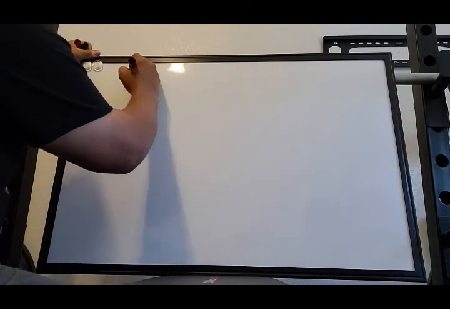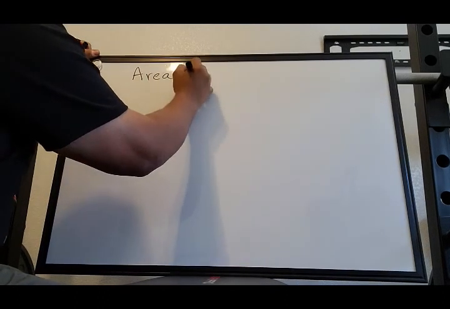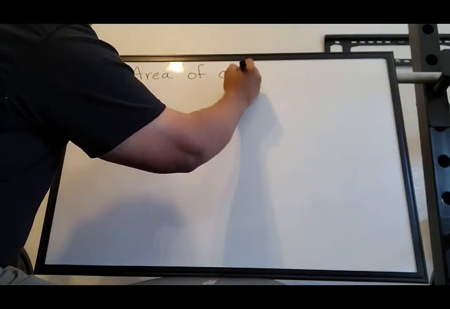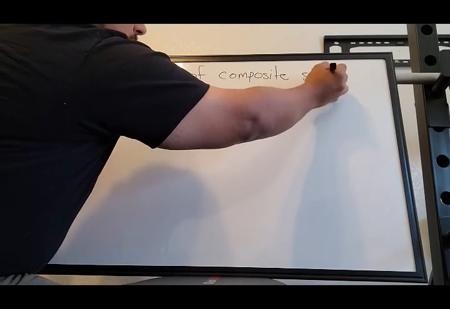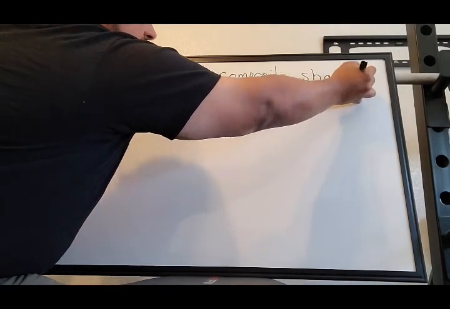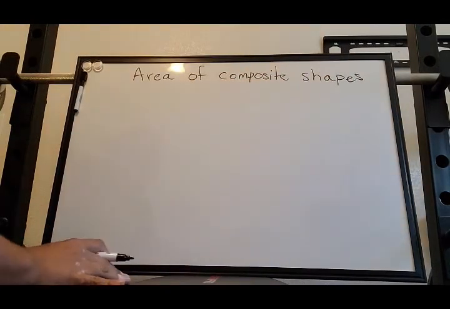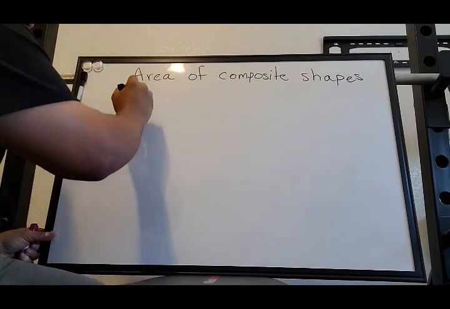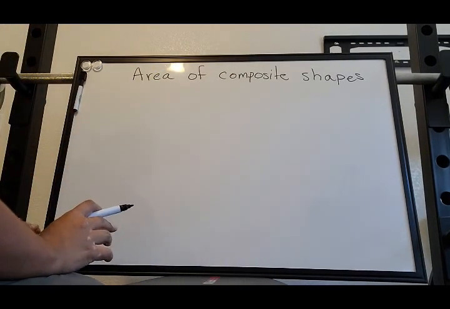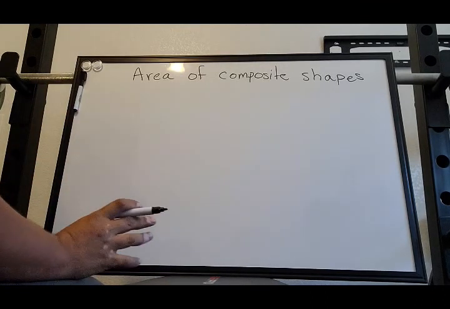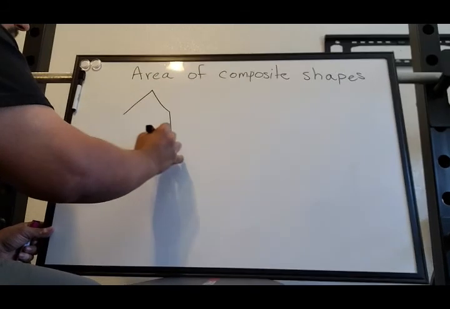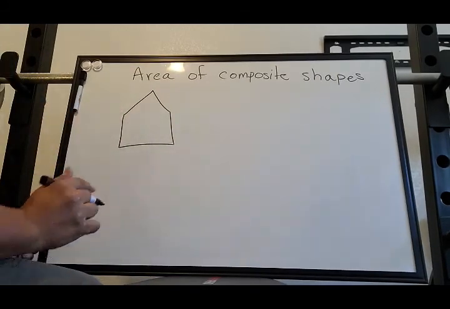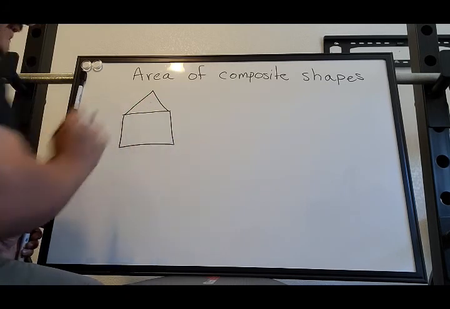Hello everybody, today we're going to be covering the area of composite shapes. And as we covered last week, composite shapes are figures that are made up of two or more easier shapes. For example, a pentagon can be described as a rectangle and a triangle.